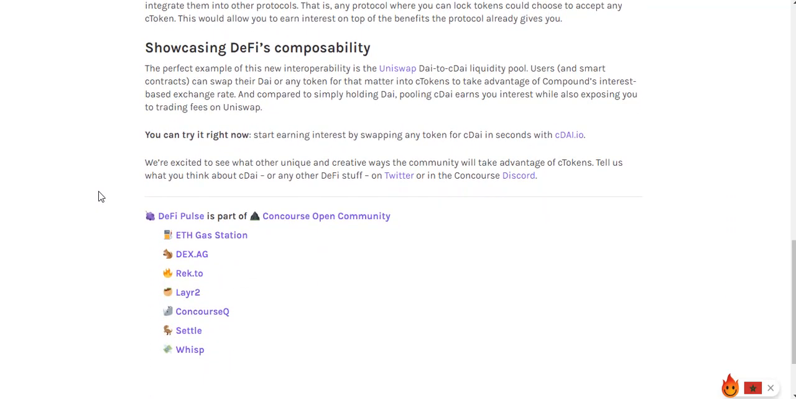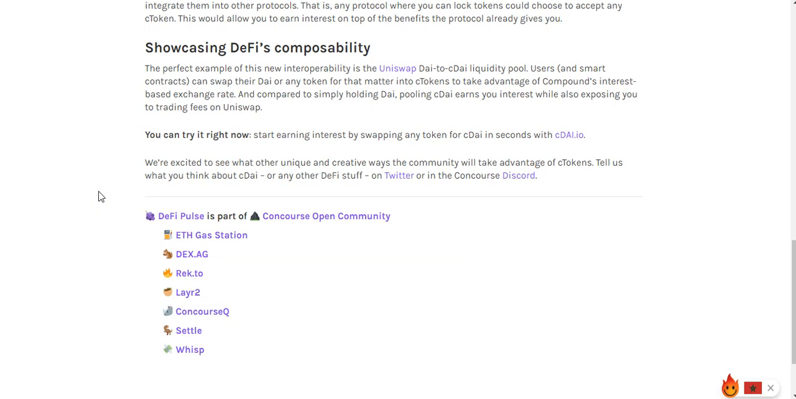Showcasing DeFi's composability, the perfect example of this new interoperability is the Uniswap DAI to cDai liquidity pool. Users and smart contracts can swap their DAI or any token for that matter into C tokens to take advantage of Compound's interest-based exchange rate. Compared to simply holding DAI, pooling cDai, meaning taking an amount of your holdings and allowing them to be used in a liquidity pool, allows you to earn your interest while also exposing you to trading fees on Uniswap.